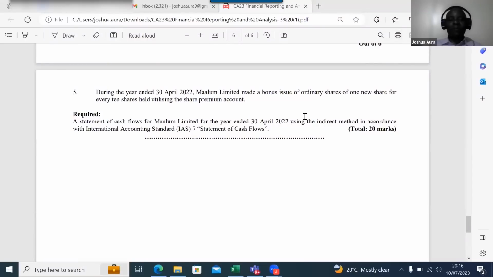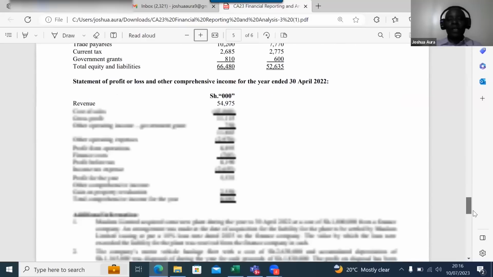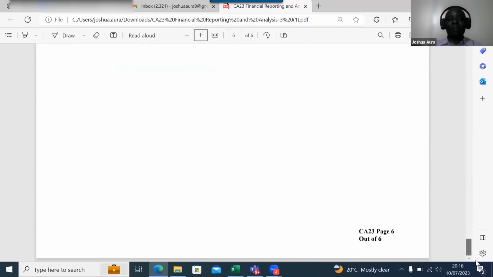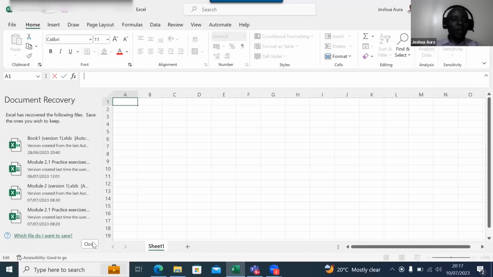So question number 5, it's an Advanced Financial Reporting and Analysis question, which was done in December 2022. Then we are here. So they want us, ladies and gentlemen, in this question number 5, to prepare a statement of cash flows for Malum Limited for the year ended 30th April 2022 using the indirect method in accordance with International Accounting Standard number 7, which is statement of what? Cash flows.